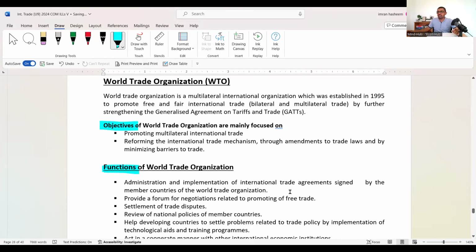Okay. So what are the objectives of the World Trade Organization, which was established in 1995? Promoting multilateral international trade, main objective, and reforming the international trade mechanism through amendments to the trade laws by minimizing barriers to trade. So they want to promote international trade among countries, and they want to minimize barriers. These are the two main things. So we say free and competitive international trade, or free and fair international trade.